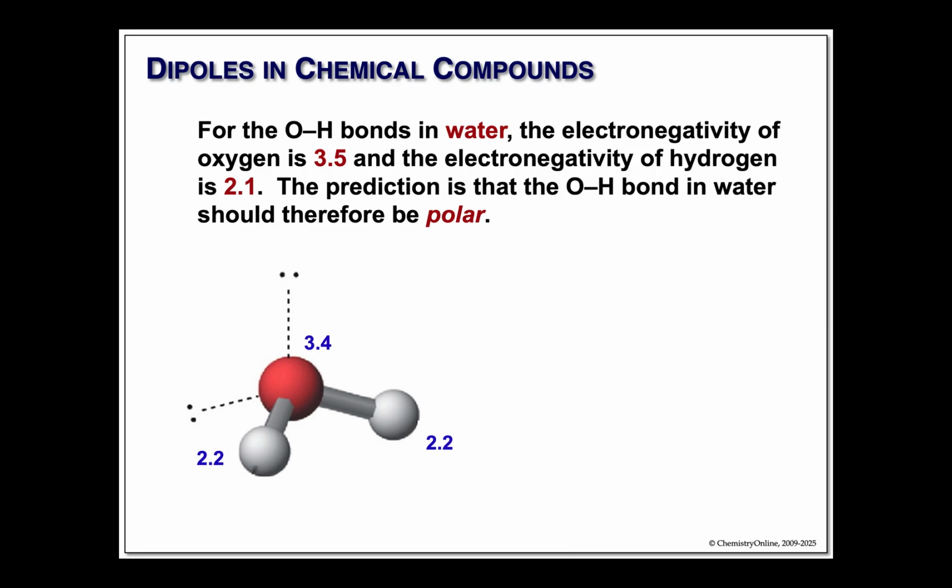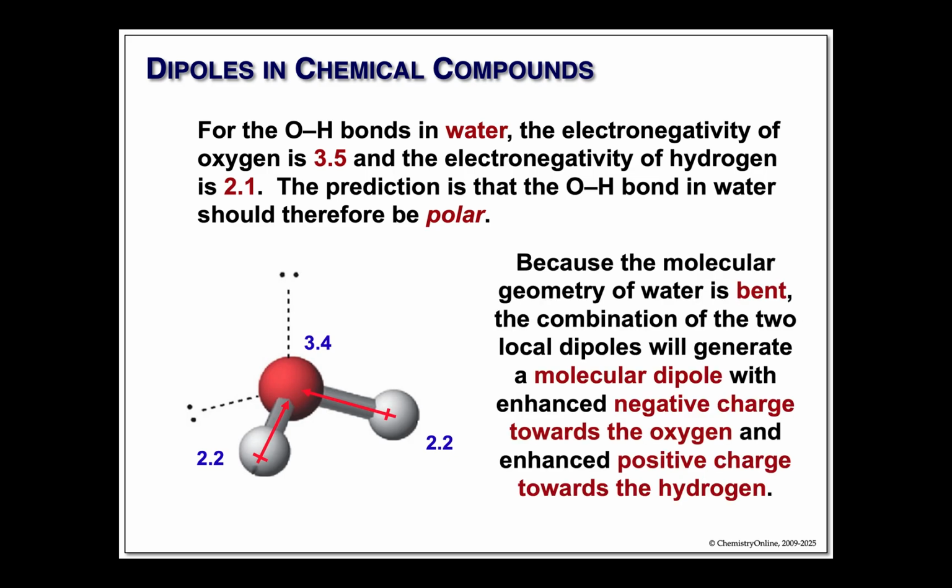Now, electronegativity of oxygen is 3.4. Each hydrogen is 2.2. Our prediction is that these are polar covalent bonds. But since water has a bent geometry, both of these are on the same side. That means that the molecular dipole is going to look like this. We're going to have a positive end here by the hydrogens and a negative end up by the oxygen.